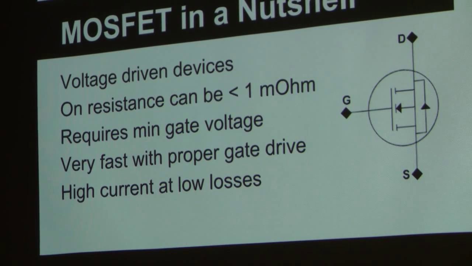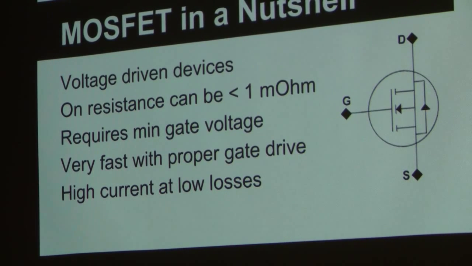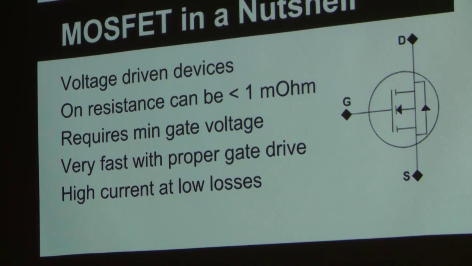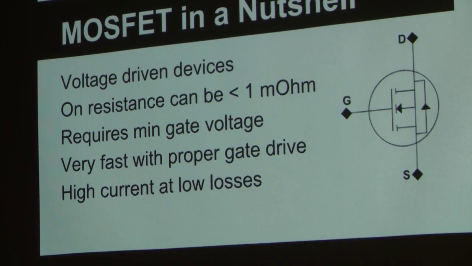MOSFETs, there's a drain on top. That's the most positive portion of the transistor circuit. The source is on the bottom, and it has the gate. The gate is capacitive, and these are voltage-driven devices. There are many devices on the market that can get you very low on-resistances. Some can even go below a milliohm.